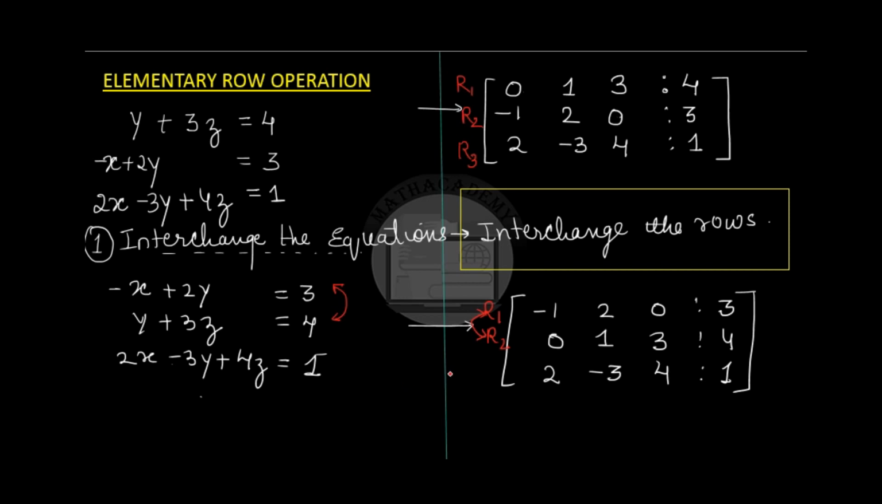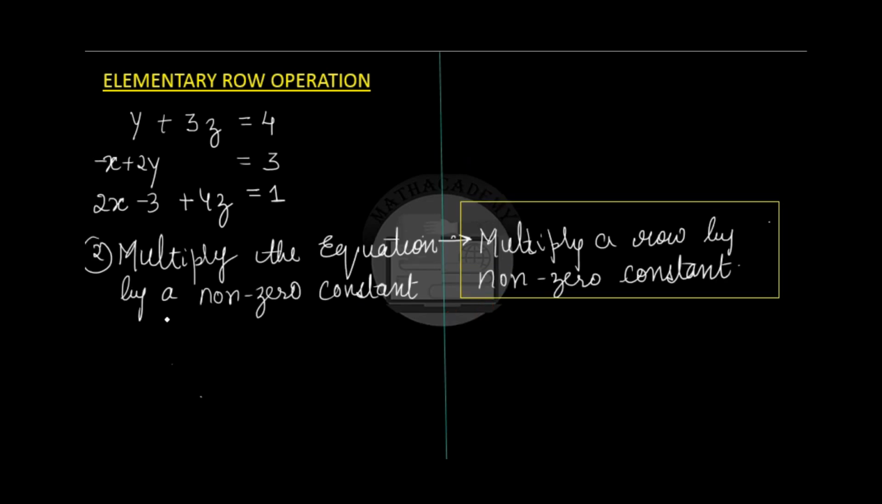Please note that whatever row operation we are doing on the matrix has to be written on the side of the matrix. Okay, so this is one of the permitted operations on the rows of the matrix, that you can interchange the rows. Now let us look at the second permitted row operation. When we have a system of linear equations, we know that we can multiply any equation by a non-zero constant. It does not change the equation.